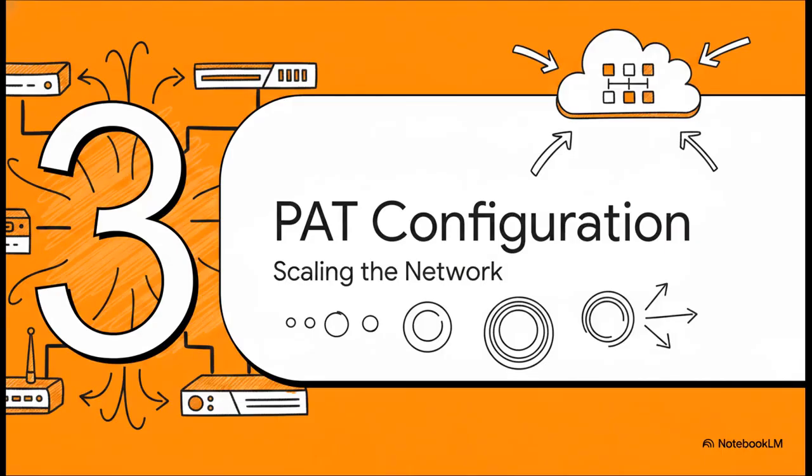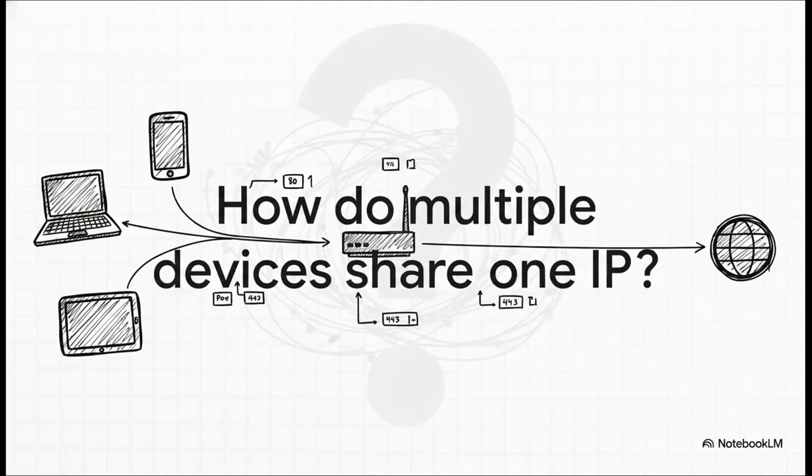All right, Section 3, PAT or NAT Overload configuration, scaling the network. This is where things get incredibly practical, because honestly, this is the most common deployment you're going to see out there in enterprise environments. Let me pose a direct question to you. How do multiple internal devices share one single public IP address? Think about it. With dynamic NAT, you need one public IP for every private device communicating at that exact moment. If we did that for everything, we'd run out of public IPs almost instantly. No way that scales, right?